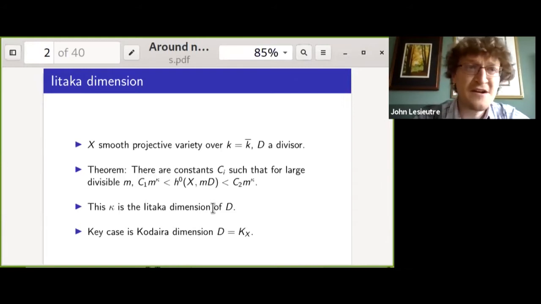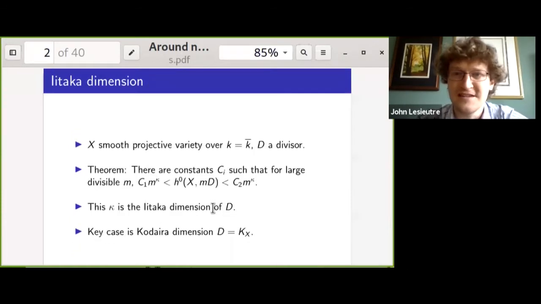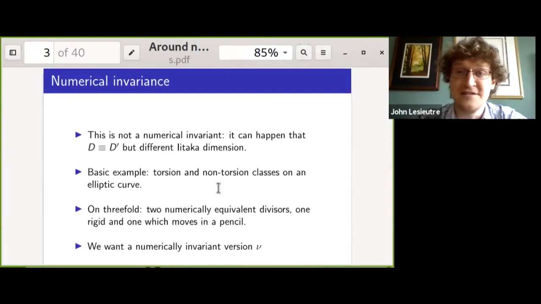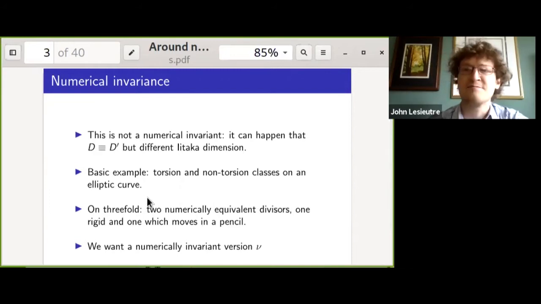All right, now depending on what you're trying to do, this has a sort of annoying property, which is that the Iitaka dimension of a divisor is not a numerical invariant. So you can have two different divisors that have the same numerical class, they have the same intersection number with any curve, and yet different Iitaka dimensions.